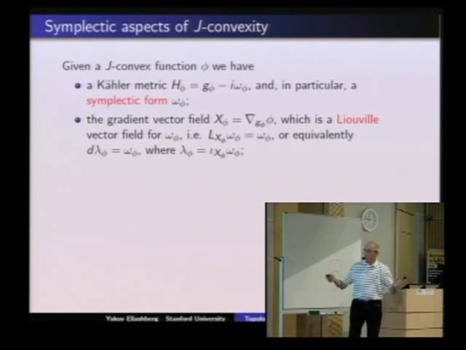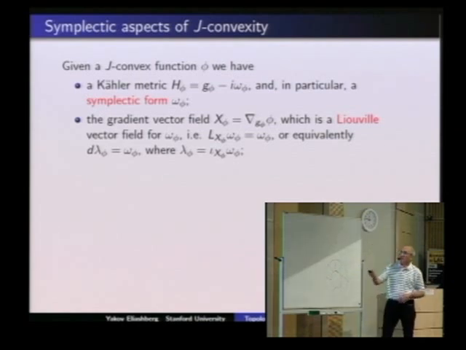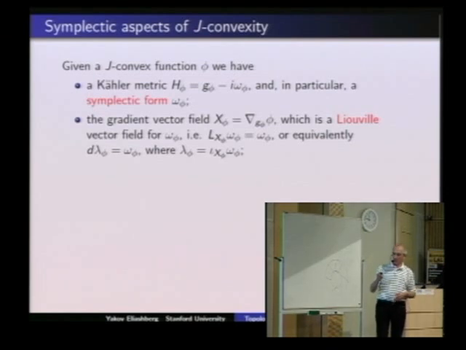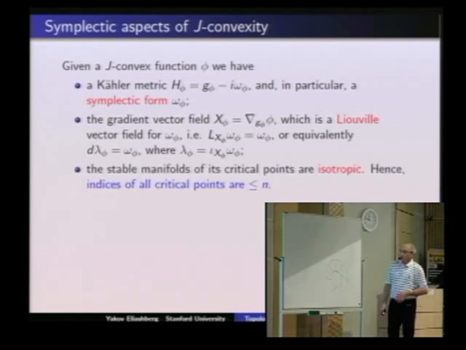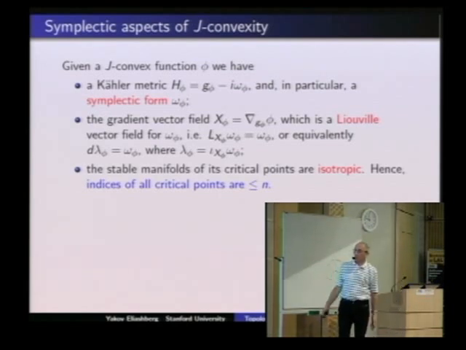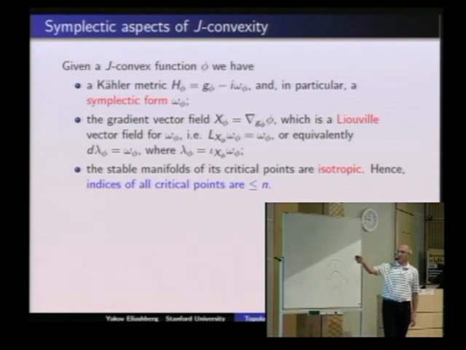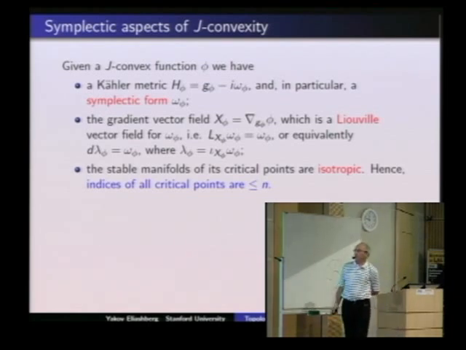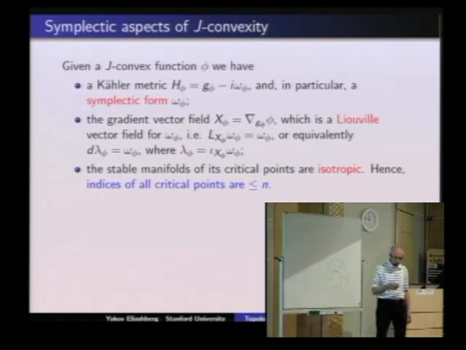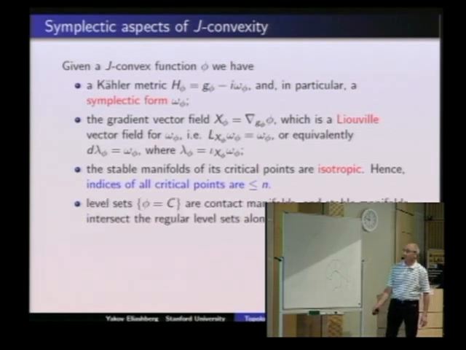So the flow of this vector field dilates the symplectic form. Or equivalently, you can say that it's a vector field which is omega-dual to a Liouville form, meaning a primitive of the symplectic form. So it follows immediately from the description that when you take the stable manifolds of critical points, stable with respect to this gradient vector field, they are isotropic, the symplectic form vanishes on them. And in particular, the indices of all critical points of a J-convex function are no more than half.